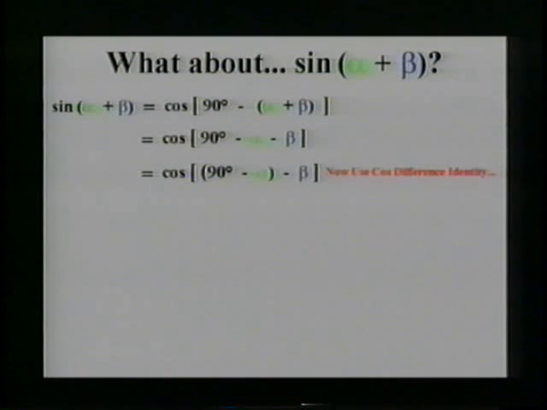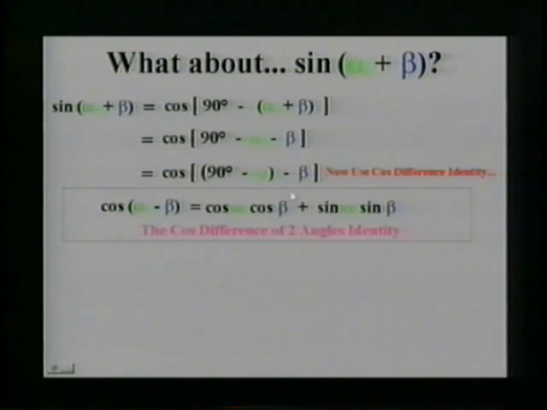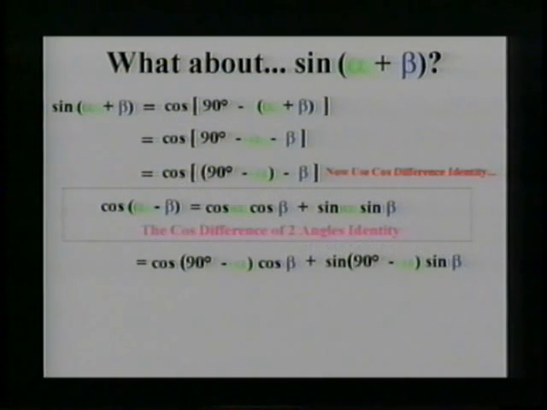Well, we have a cosine difference identity, and that's what this is. So let's take this angle, 90 minus alpha, and substitute it in here, and let's take this angle, beta, and substitute it in here. Let's see what happens. We take the cosine of our angle, cosine of 90 minus alpha, and then plus the sine of 90 minus alpha and the sine of beta.